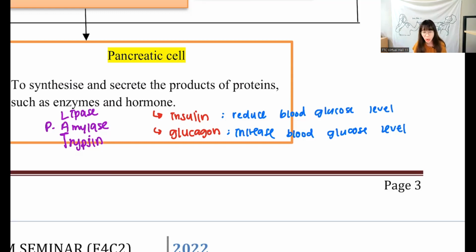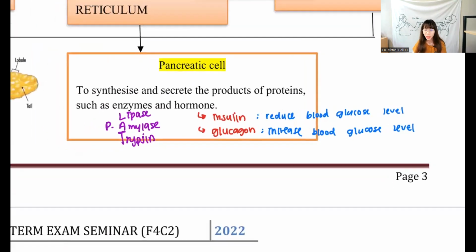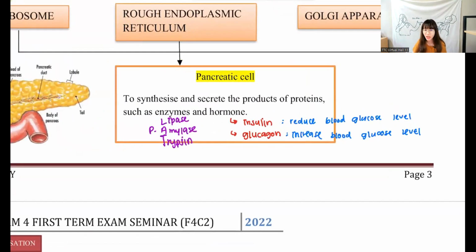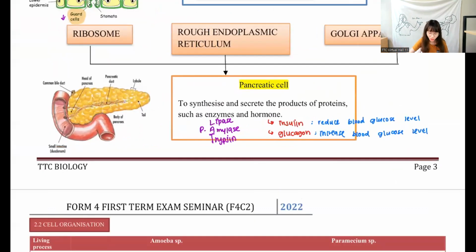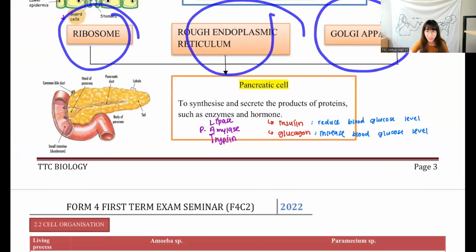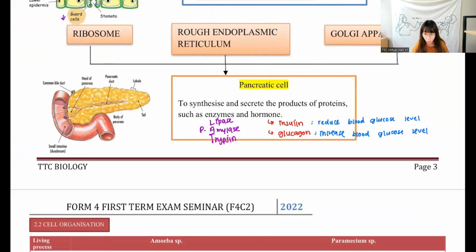What does a ribosome do? Ribosome synthesizes protein. They will produce protein. Okay, so this is a pancreatic cell. So now you know why a pancreatic cell has a lot of ribosomes, rough ER, and Golgi apparatus: it is because they are related to protein, and your pancreatic cell has enzymes and hormones. They are made of protein. Okay, so this is also a common question that you will see.